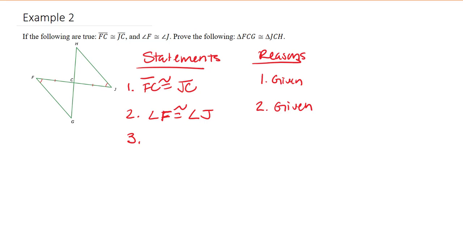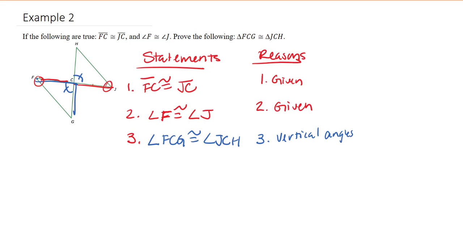So notice we have done this angle and this angle, this side and this side, which are congruent to each other on these 2 corresponding triangles. Now, like the last example, this angle here and this angle here, well, they're congruent. And the reason is because they're vertical angles and they're congruent if they're vertical angles. So let's go angle FCG, which is congruent to JCH. And the reason is vertical angles are congruent.